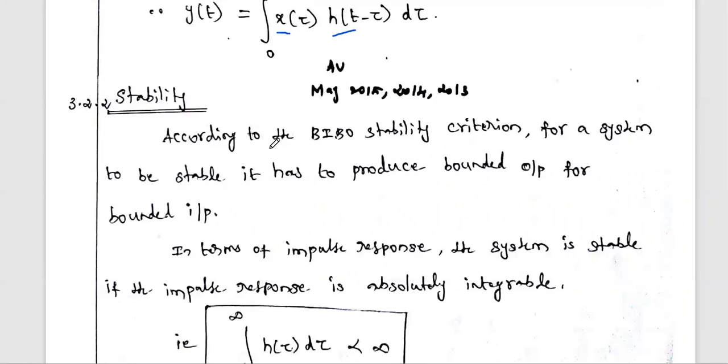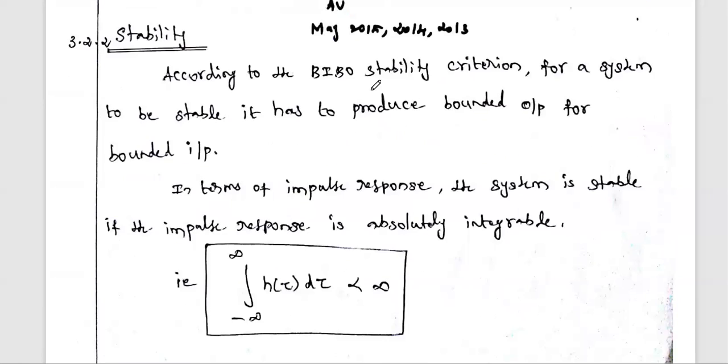Similarly, stability. The system is said to be BIBO stable. BIBO means bounded input, bounded output stable system. In terms of input, to be stable, the system has to produce a bounded output for a bounded input. Bounded means finite. So for a finite input, if the system produces a finite output, we can say the system is stable.